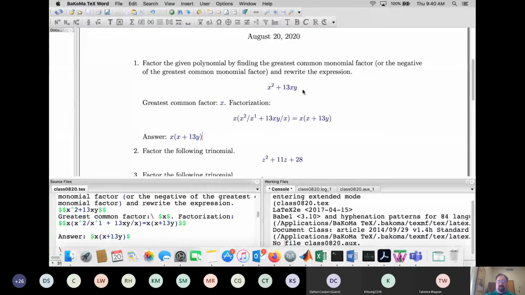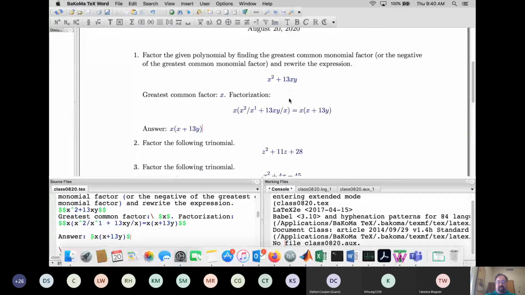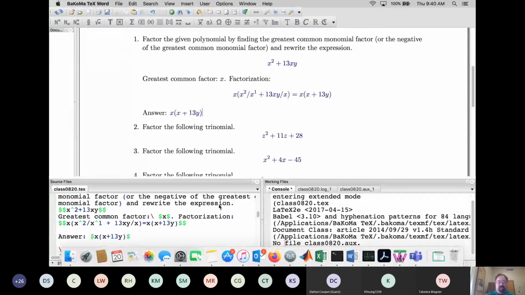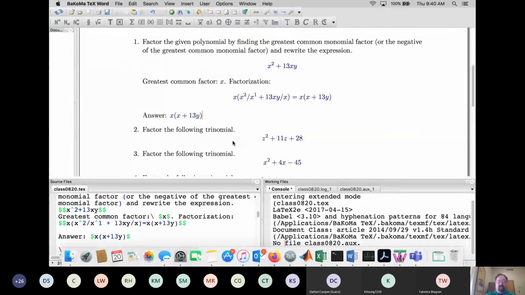So look at the powers. Lowest power wins as far as finding a common factor. Questions on that one?